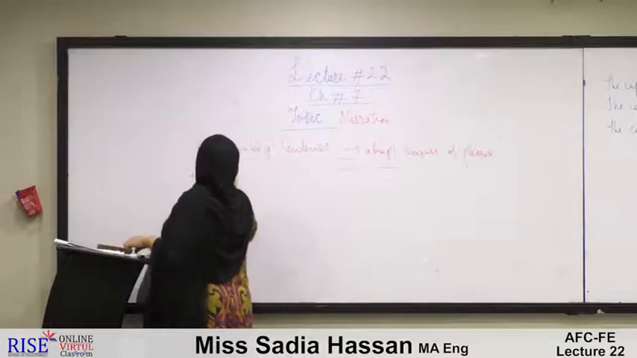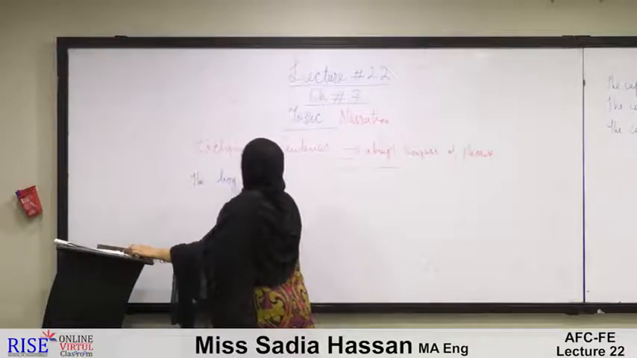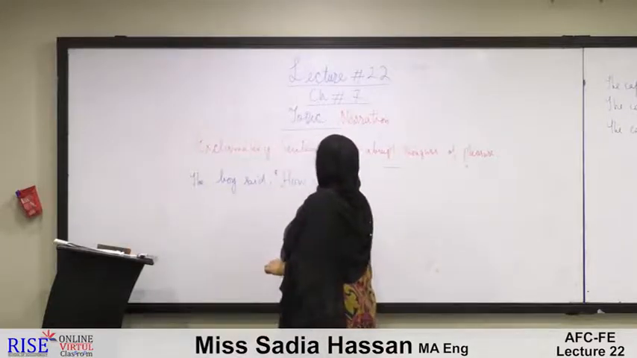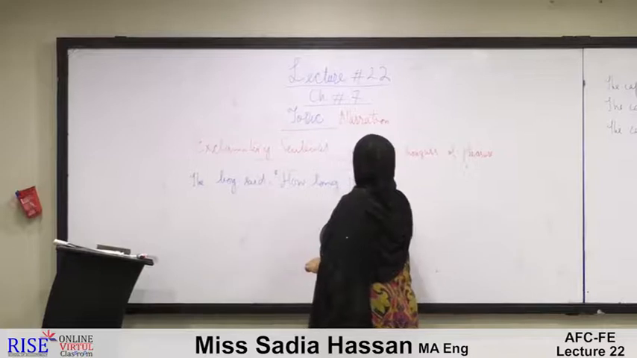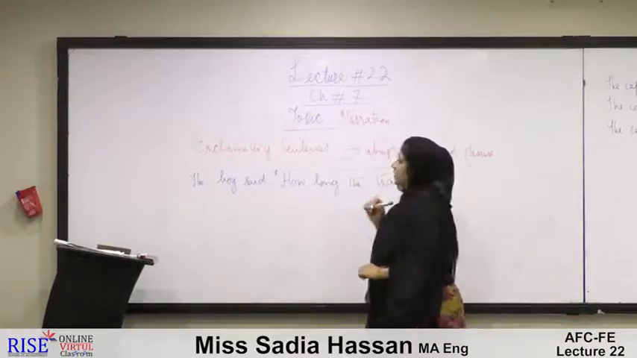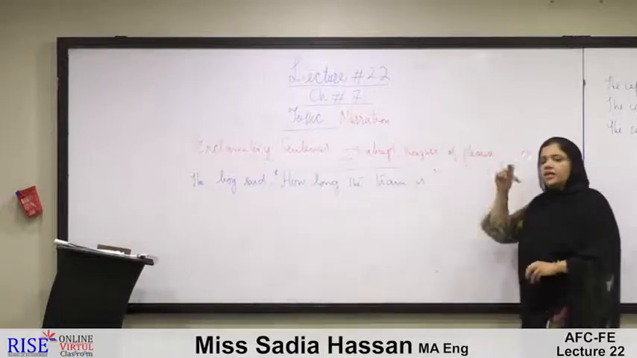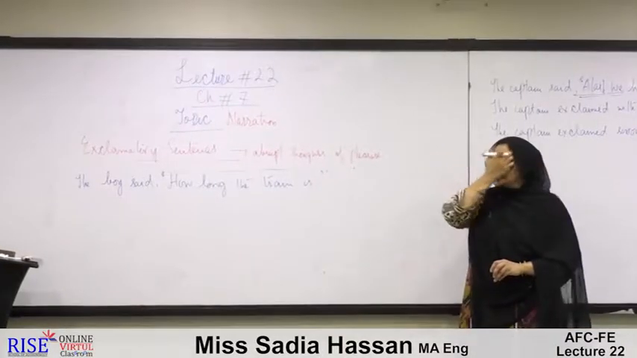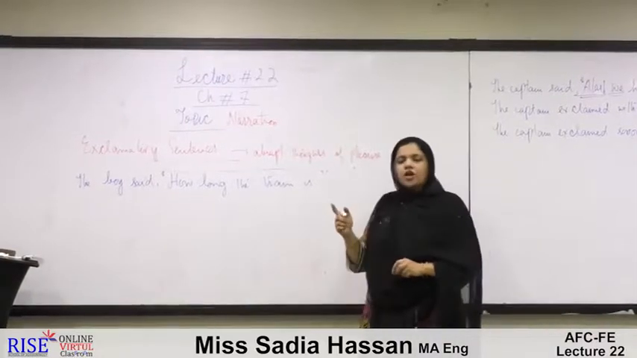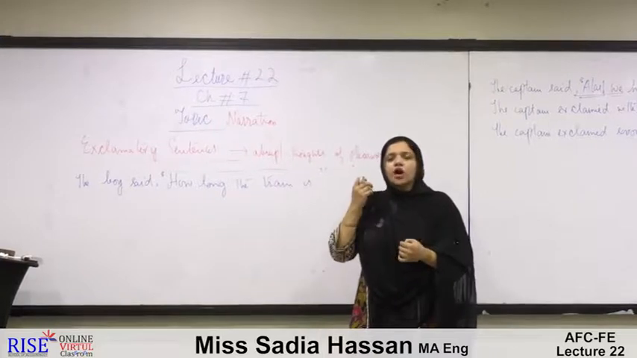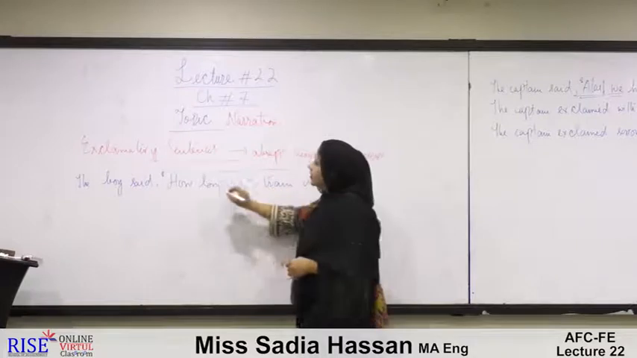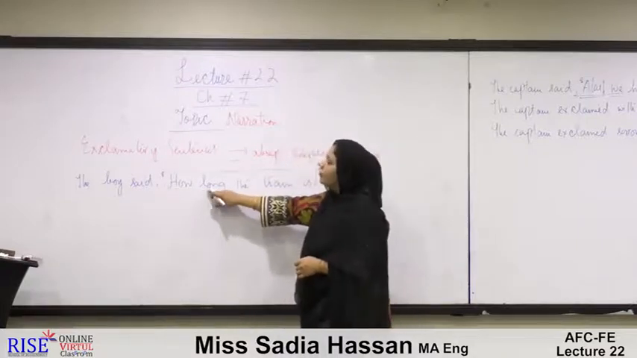The boy said, "How long the train is." See, we have seen the construction of exclamatory sentences in two ways. We could always use an interjection, or we could always use the words how and what. Now this is an exclamatory sentence with the construction of how.